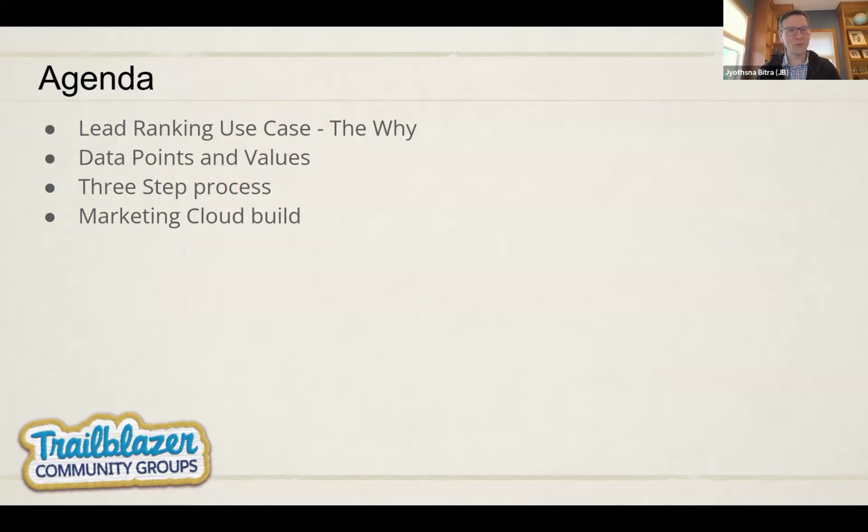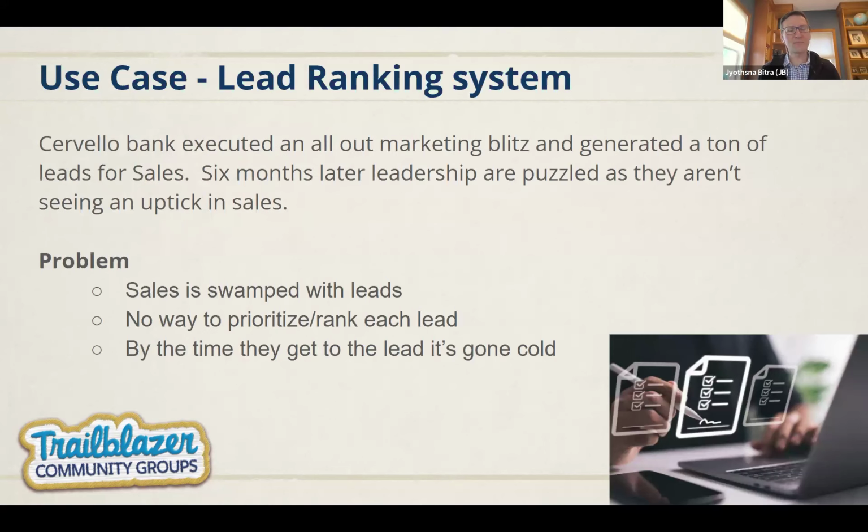So we're going to talk about why we're talking about lead ranking, and give you a real world use case. We're going to go over the data points and values of how you would typically look at a lead ranking system. We'll go over, at a high level, the three-step process that you would use to build this in Automation Studio. And then we're going to go right into Marketing Cloud and build a couple of those components live today. So let's talk about the lead ranking system.